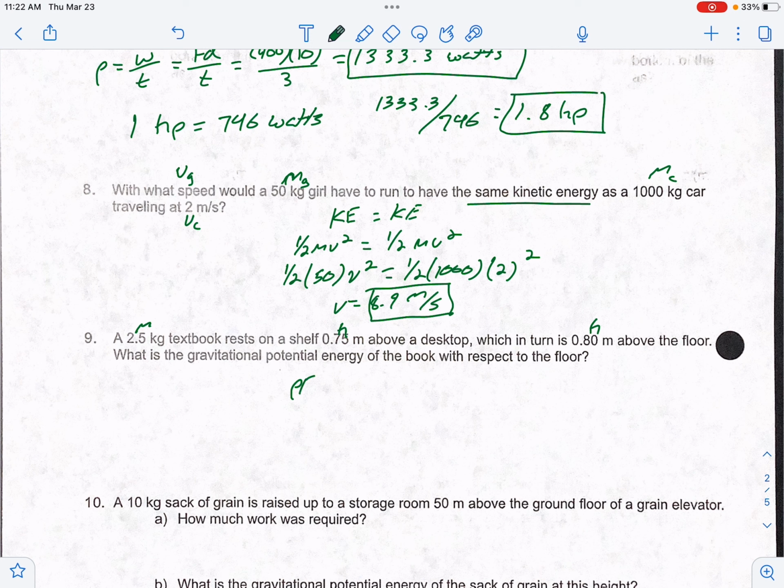So potential energy is mass times gravity times height. My mass is 2.5, gravity is 9.8, and height, I'm actually going to combine those heights because it's sitting on a shelf on top of a desk, and the desk is 0.80 meters above the floor. So just combine those, and that gives you 1.55. Multiply those out, and you get 38 joules.